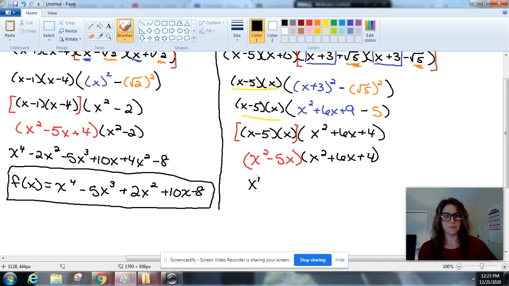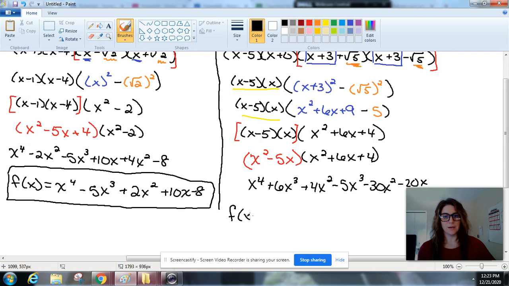So x squared times x squared is x to the 4th. X squared times 6x is 6x cubed. X squared times 4 is 4x squared. Then we do the 5s. So negative 5x times x squared is negative 5x cubed. Negative 5x times 6x is a negative 30x squared. And then negative 5x times 4 is a negative 20x.